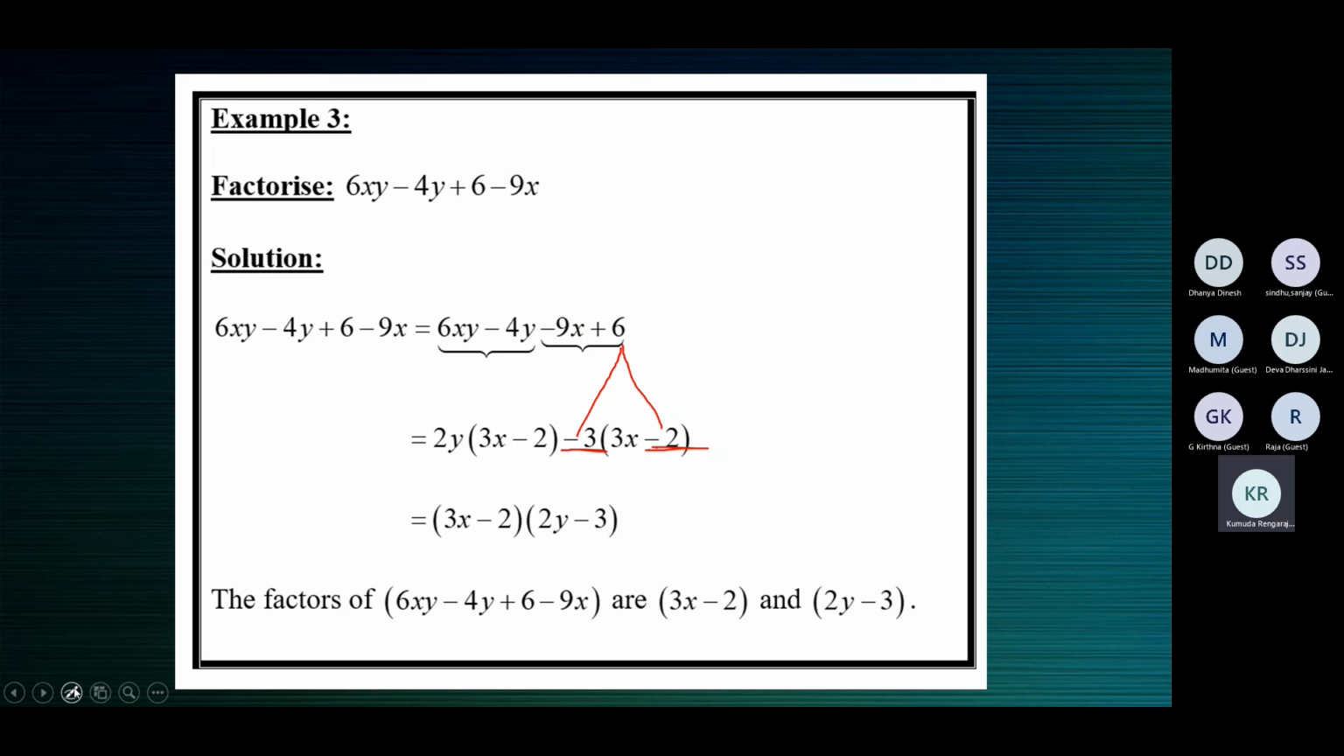Now the next step is you will see that the terms in this bracket and this bracket are the same. 3x minus 2, 3x minus 2. Write 3x minus 2 once here. And then combine these two terms, 2y minus 3, and write it in the other bracket.